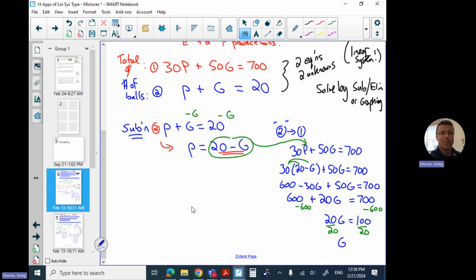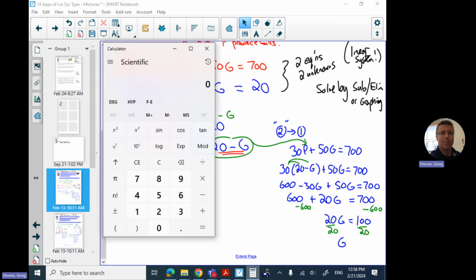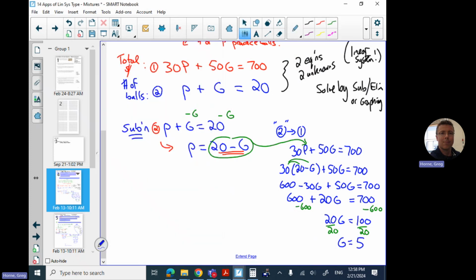And that's 5. Just showing off my new calculator I got ready for my online class. Right, so there's your 100 divided by 20. Look at that. Isn't that nice? So that shows us that we have 5 game balls. We're going to do a conclusion statement to do this kind of question for sure.